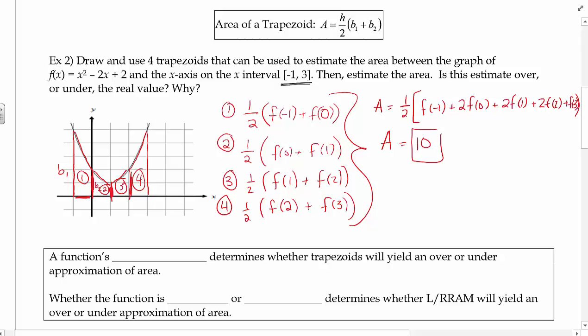Is this estimate an over, an under, or what is it? Well, if I look at this, the way I've drawn it, it kind of looks under, but if you really think about where these lines would go, they'd go over the top of the parabola. So this is going to be an over approximation. Why? Well, because of how the parabola bends. If something bends like this, and I connect it with a straight line, the straight line is going to go over the top because it's what? Concave up.